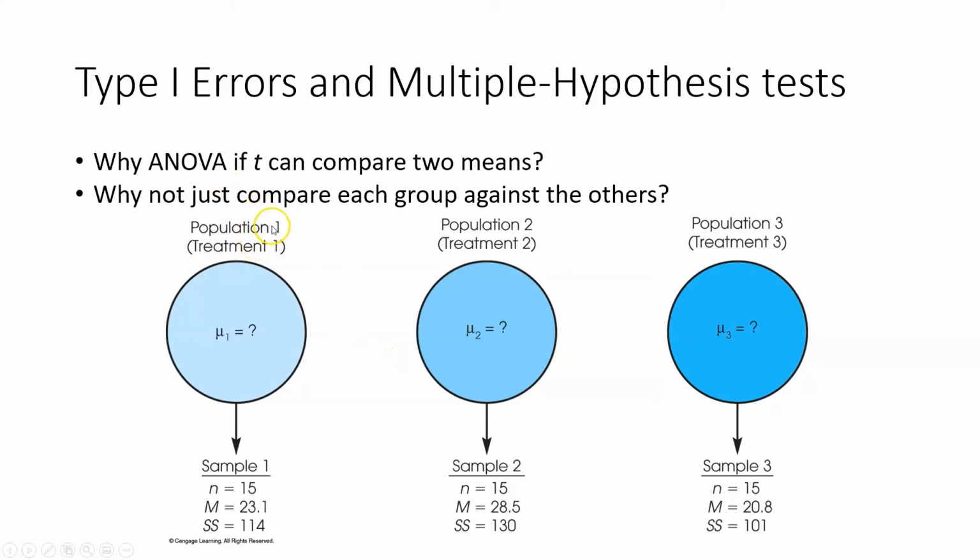Sometimes students wonder why we don't just repeat multiple t-tests. If we can compare population 1 versus population 2, and population 1 versus population 3, and then population 2 versus population 3, why don't we just run 3 different t-tests in order to compare these differences and see which ones are different from each other? Well, the answer lies in type 1 error rates and how it's related to multiple hypothesis tests.